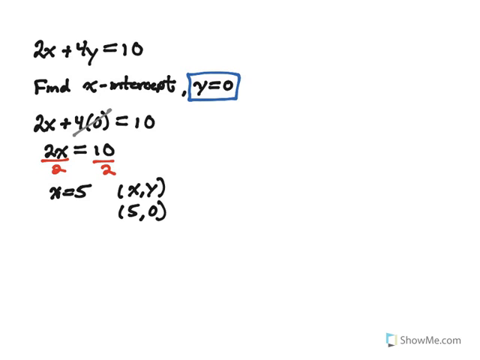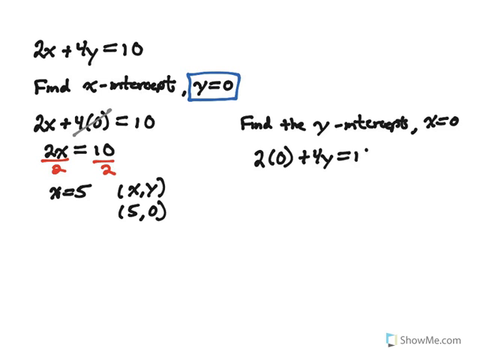If you wanted to find the other intercept, the y-intercept, then we need to plug in x equals 0. So it's the opposite. If you want to find the y, then x needs to be 0. So we plug it in: 2 times 0 plus 4y equals 10. Basically this goes away, and you're just left with 4y equals 10, and then you divide both sides by 4. I was hoping we would get a whole number, but that's okay. Then we get y equals 10 over 4, which reduces to 5 over 2 if you divide both numbers by 2.